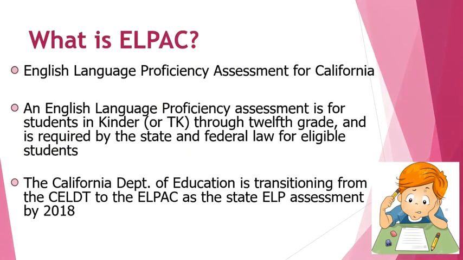The ELPAC is the English Language Proficiency Assessment for California for students in kindergarten or TK through 12th grade. An ELP assessment is required by state and federal law for eligible students. Eligible students are students whose primary language is a language other than English. The current ELP assessment for California is the CELDT, which stands for California English Language Development Test. The California Department of Education is transitioning from the CELDT to the ELPAC as the state ELP assessment by 2018.